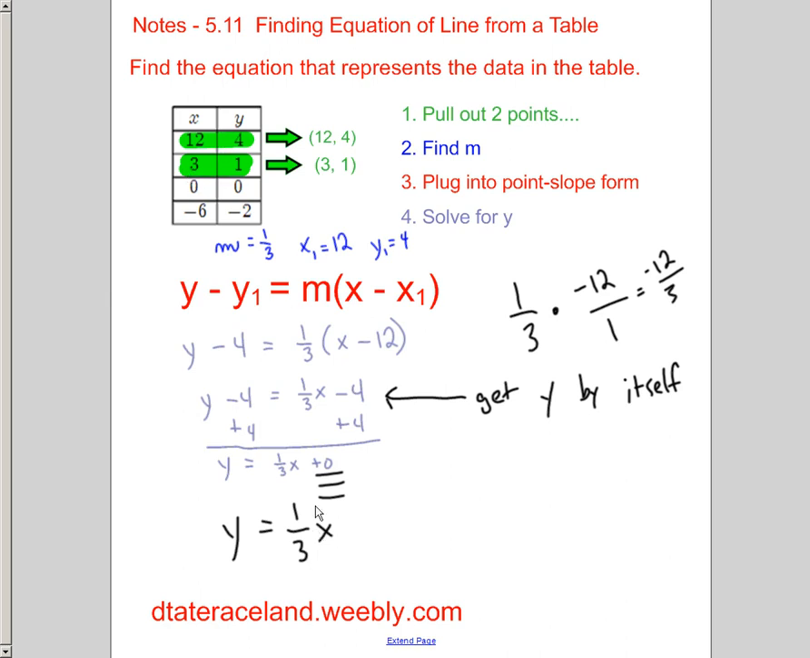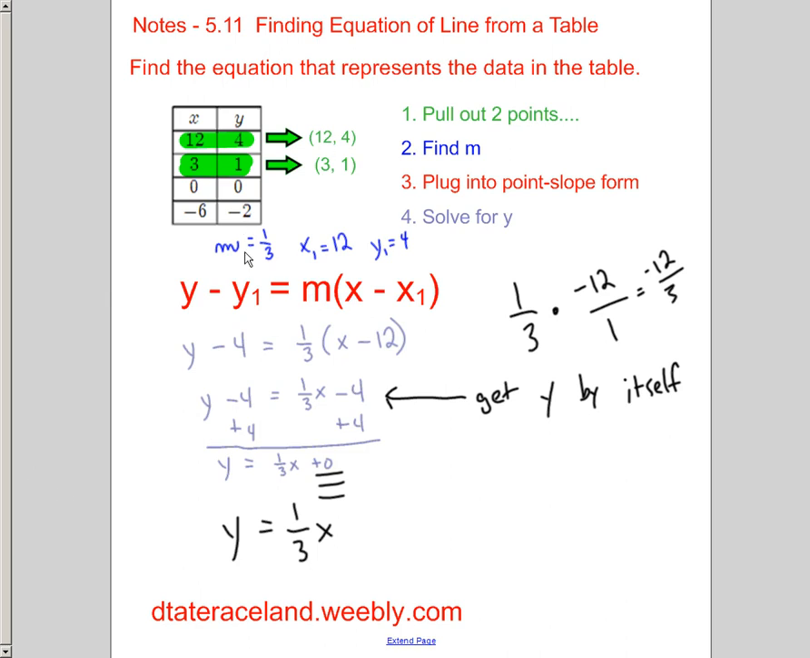If I take 3, what's 3 times 1/3? 1. Let's plug 0 in for the x. 0 times 1/3 is 0, so y equals 0. Yep, there's the 0. And -6 times 1/3 is going to make it -2. So it makes this whole table of values work, and that's how you know for sure that you've got it right. If you follow these steps, though, you really shouldn't have an issue.